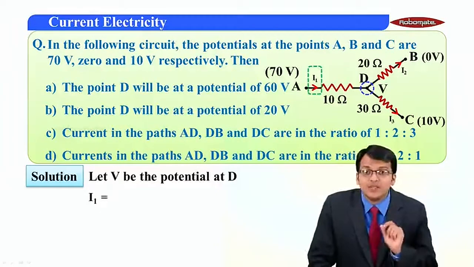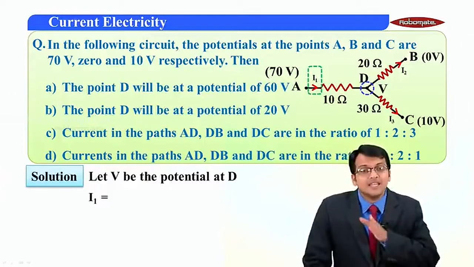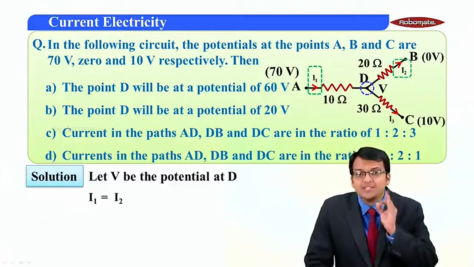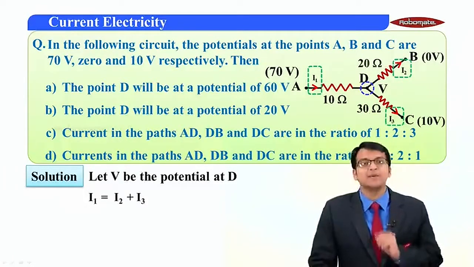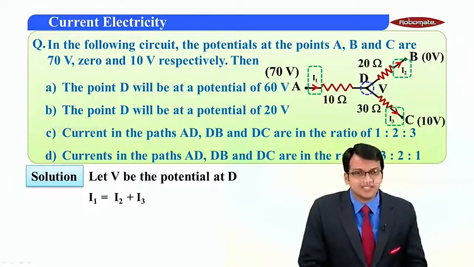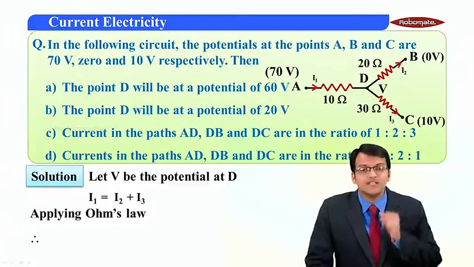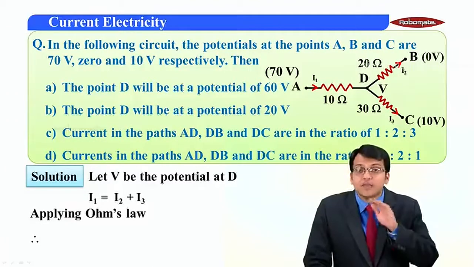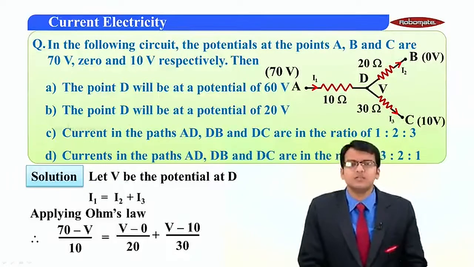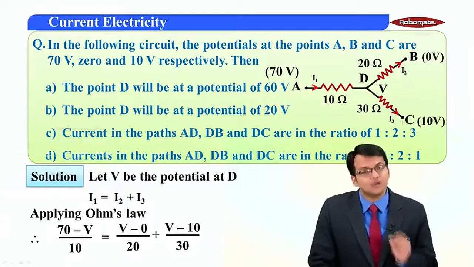Now, dear students, I know that from KCL, at the junction or node D the incoming current should be equal to the outgoing currents. Implies I1 should be equal to I2 plus I3. Right, dear students? Perfect. Now, current can be written as potential difference upon resistance. And if I say this, I am basically using Ohm's law. The potential difference by which my current I1 is flowing is from VA to VD. But VA is given to me as 70 volts. VD I don't know, so I'll put it to be V, upon resistance. Similarly, I can write Ohm's law for I2 and I3.